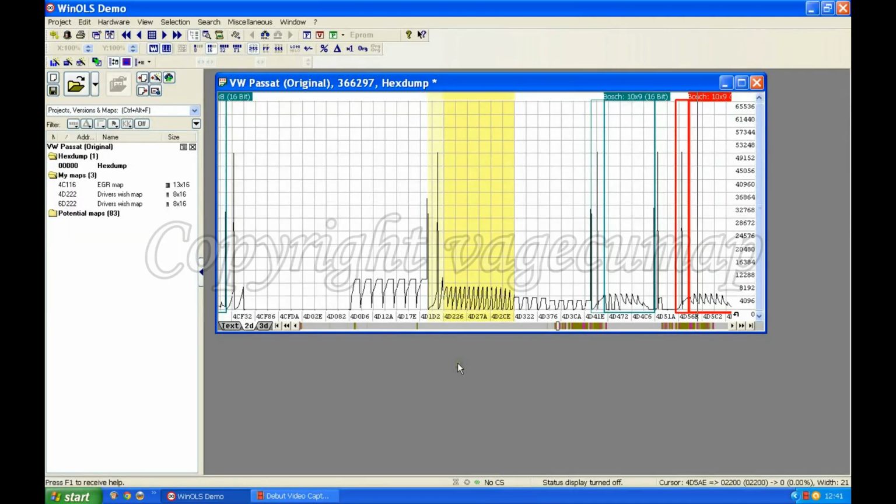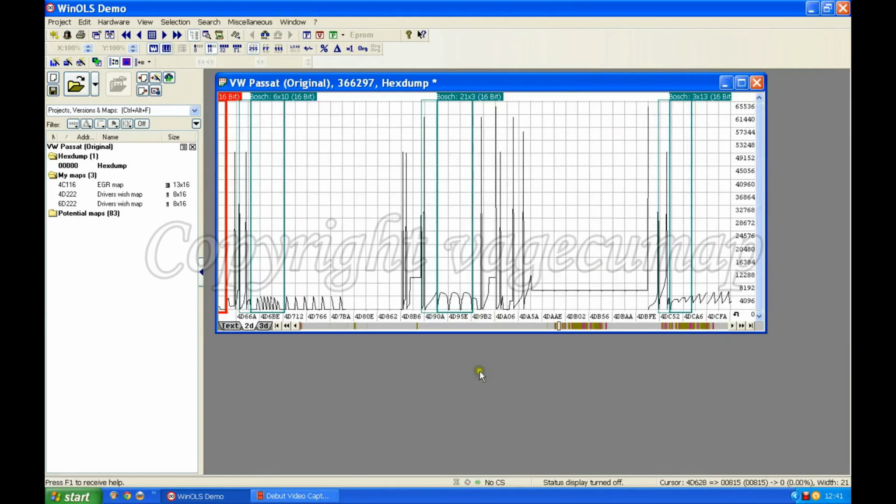Okay, this is where we ended the last video. Here we have the driver's wish map. What I'm going to do is look for another commonly looked at map, and that's this one. Three little bumps. You will very soon come to recognize this map. This is the torque map, or the torque limit map.